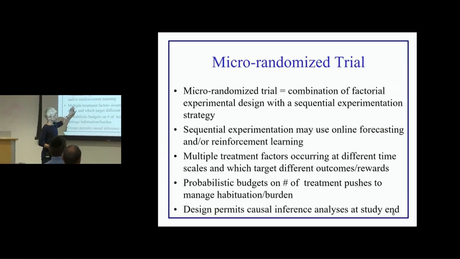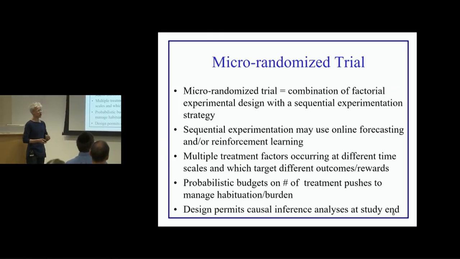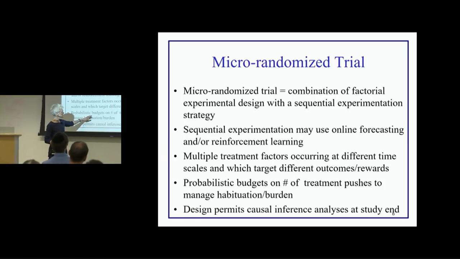You normally have multiple components of your app. We call them treatment factors. They occur at different time scales. They're targeting different rewards. I'm using Natasha's language, rewards. You could think of them as near-time outcomes that you want to influence. There's almost always some sort of soft probabilistic budget on the burden. So when you think about experimentation, RL, or online use to improve experimentation, it's constrained.